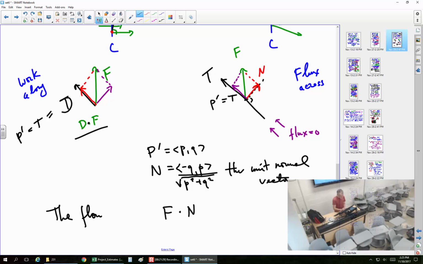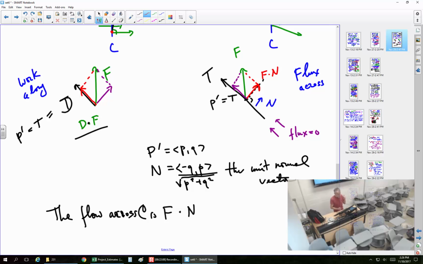The flow across C is F dot product N. That's the red part. Oh, let me change this. This is really not N. N is the little one. This is N, the unit vector in the perpendicular direction. But rather what I have here is F dot N over here, the projection of our velocity field on the unit normal vector.